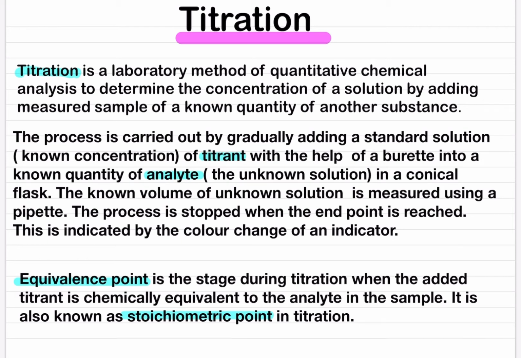Equivalence point is the stage during titration when the added titrant is chemically equivalent to the analyte in the sample. It is also known as the stoichiometric point in titration.